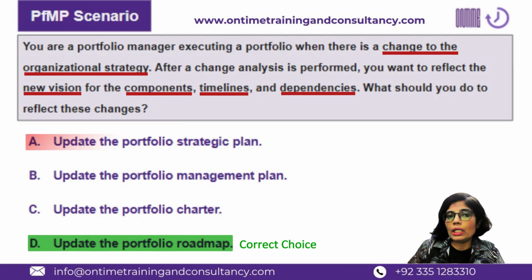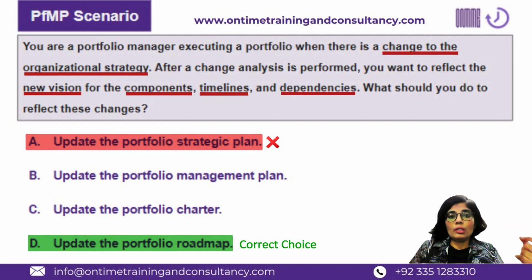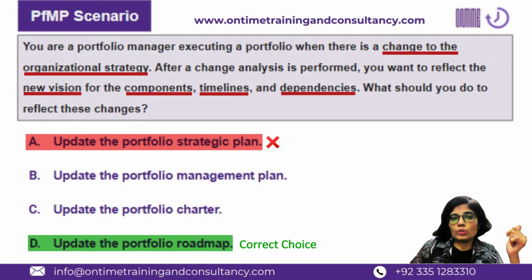Why not especially A? Because strategic plan, I understand that the first and the foremost artifact where vision is reflected is strategic plan. But it's not about any artifact or the first artifact. They are not asking about the first artifact. They're particularly asking about that artifact where the change of vision in the form of timelines, dependencies, and milestones are affected. That particular artifact is roadmap, not strategic plan.